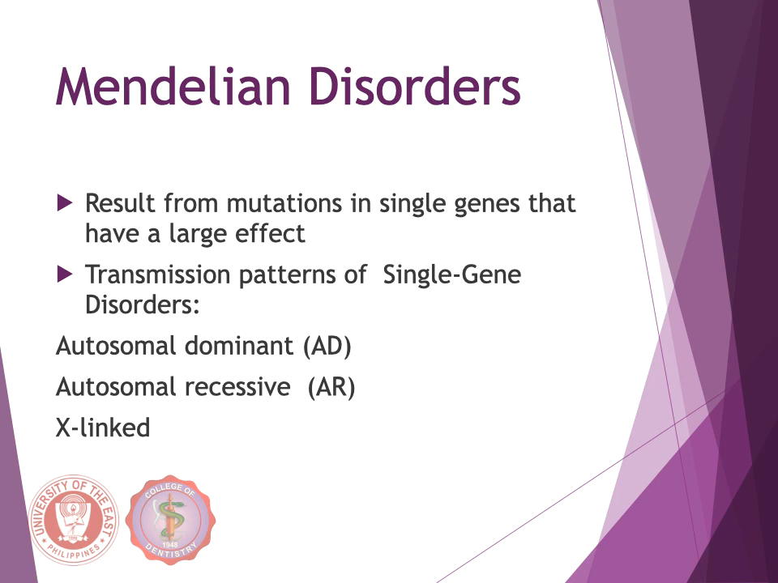Which will be the dominant trait? Which will be recessive? Is it autosomal or X-linked? Hence the patterns of inheritance of diseases: autosomal dominant, autosomal recessive, and X-linked. The following slides will present disorders that are examples of each.